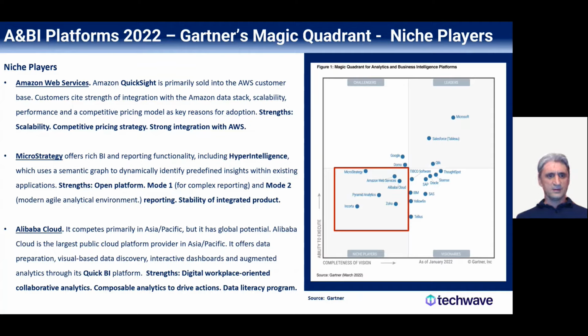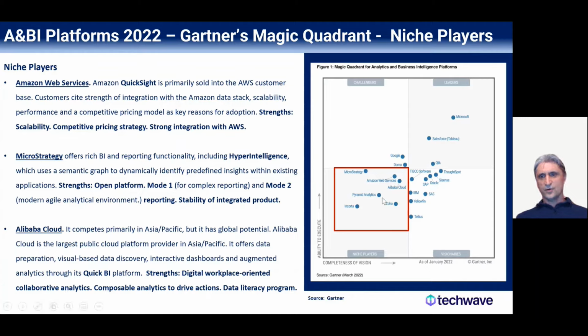among the strengths. Alibaba Cloud competes primarily in Asia Pacific, but it has global potential. Alibaba Cloud is the largest public cloud platform provider in Asia Pacific. It offers data preparation, visual-based data discovery, interactive dashboards, and augmented analytics through its Quick BI platform. Strengths are digital workplace-oriented collaborative analytics, composable analytics to drive actions, and data literacy program.